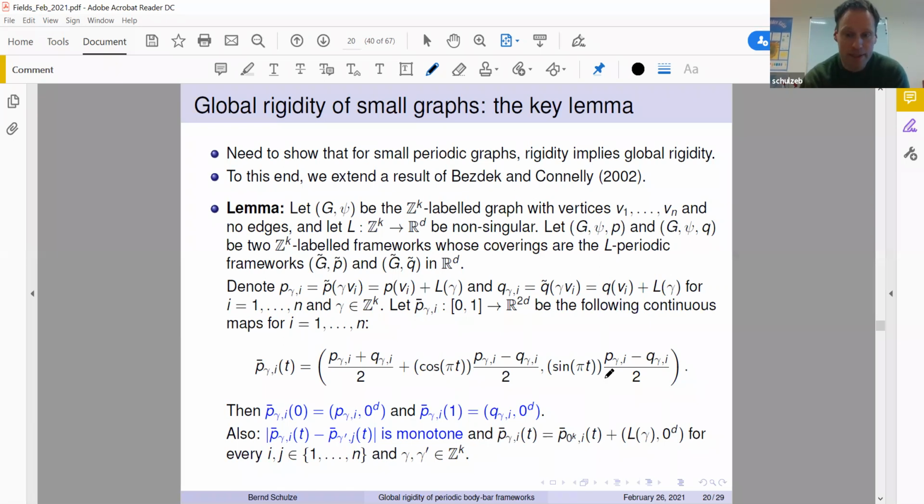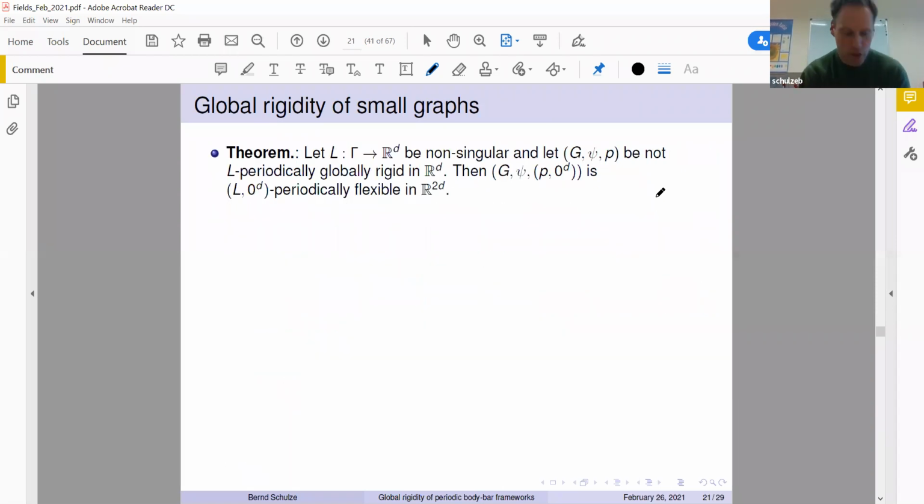The proof of this lemma is similar to the one that Bezdek and Connelly gave in their paper, but of course it has to be adapted to the periodic setting. But this is fairly straightforward. So how do we use this lemma to show that small rigid periodic graphs are globally rigid? Well, we do this in two steps.